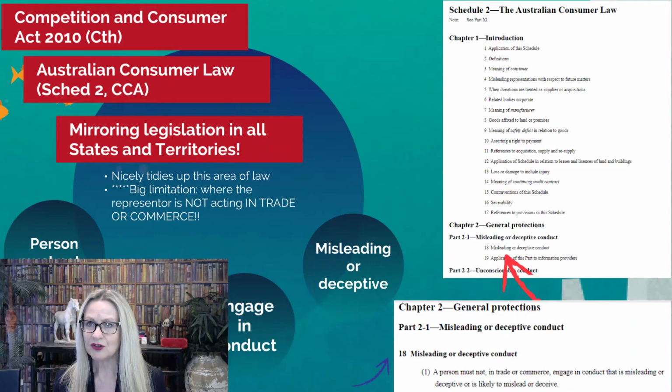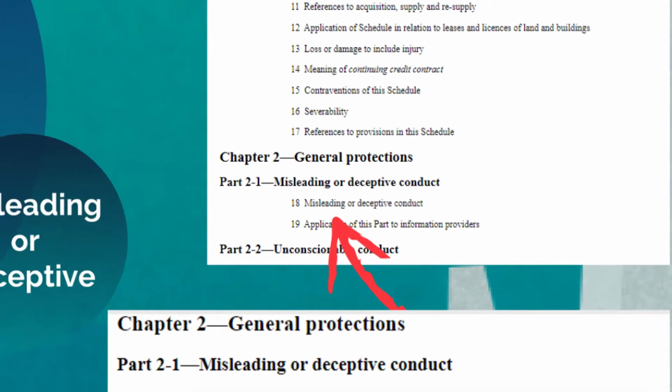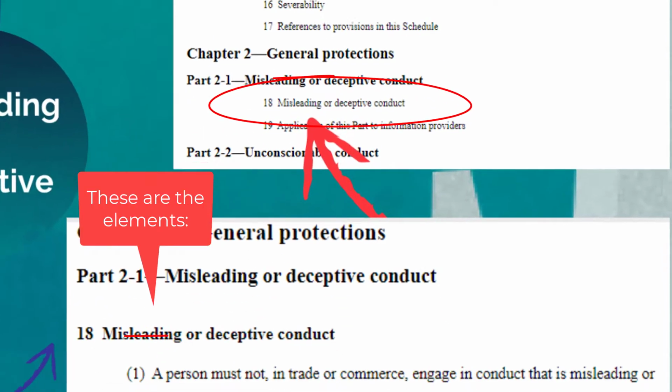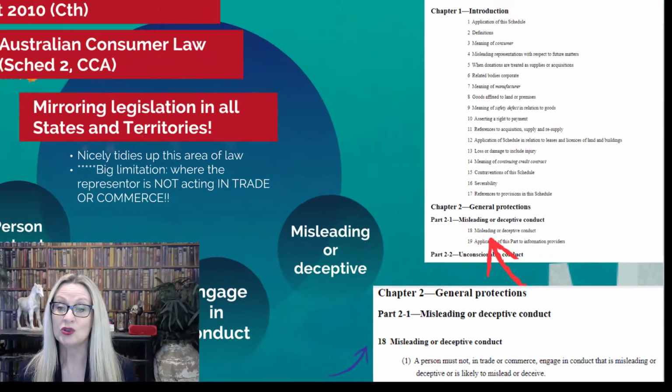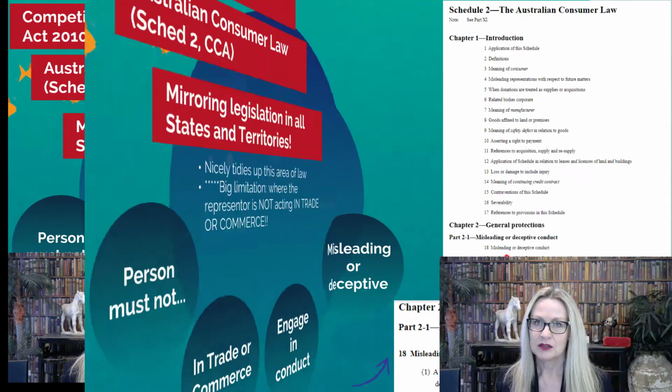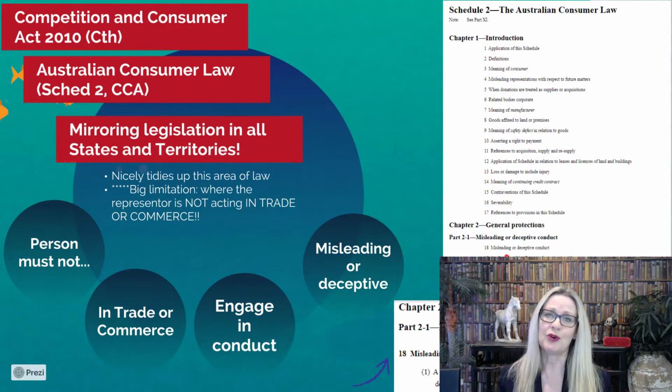So you can see there, I've given you a screenshot of Schedule 2 down there, Part 2.1, misleading or deceptive conduct, and I've got a big red arrow, and I've set out the provision there for you. A person must not, in trade or commerce, engage in conduct that is misleading or deceptive or likely to mislead or deceive. So they are the elements. They seem nice and easy peasy, and compared to common law, I guess they kind of are.